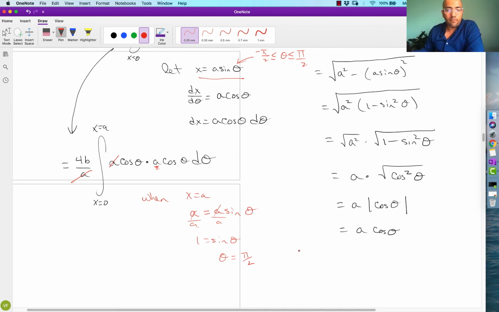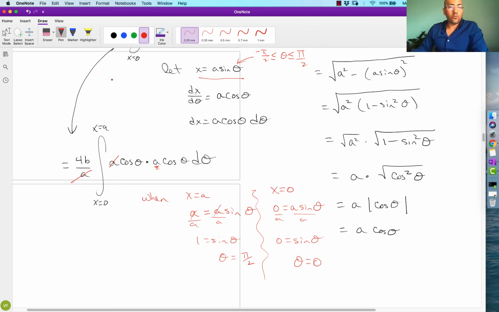Good. Okay, and then the other one we have is that x equals 0. When x equals 0, we end up with 0 equals a sine of theta, where a is some constant. So we divide both sides by a, we still get that 0 must be equal to sine of theta. And when sine of theta equals 0, that's when theta equals 0. Okay, so we have our new limits of integration that match up with our theta.